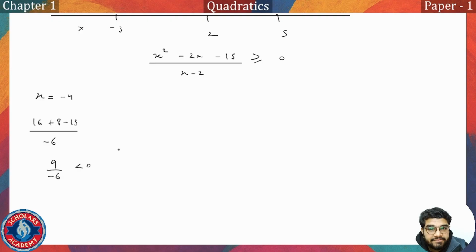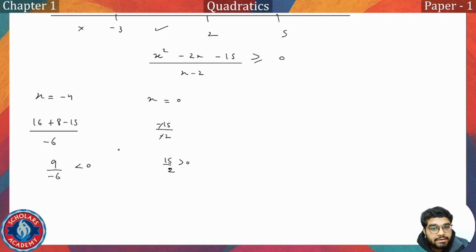Second interval, -3 to 2. I take x is equal to 0. If I substitute that, I get -15 over -2, and the negative gets cancelled out. I get 15 by 2, which is positive, greater than 0. Yes, we'll choose this interval.